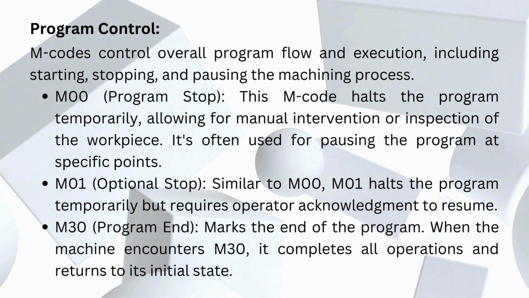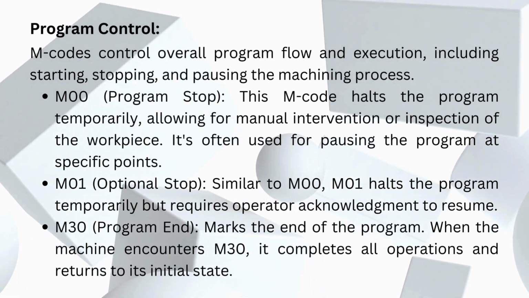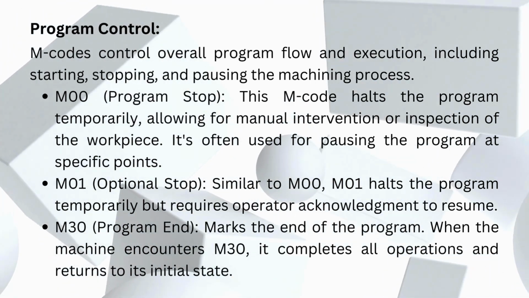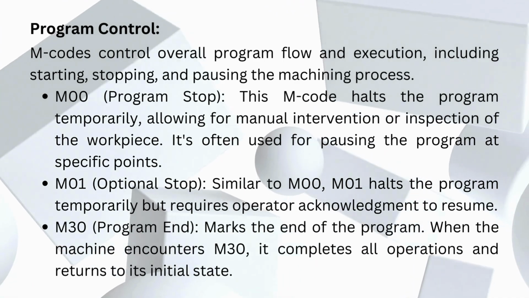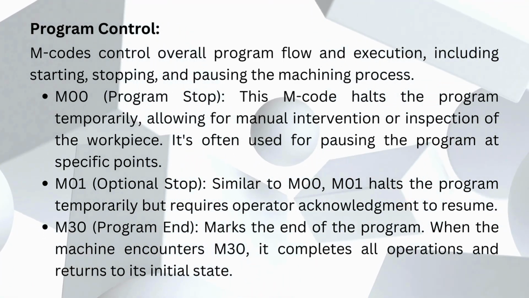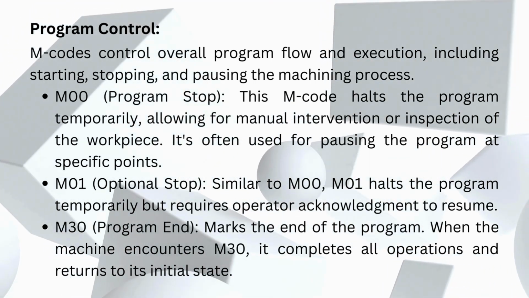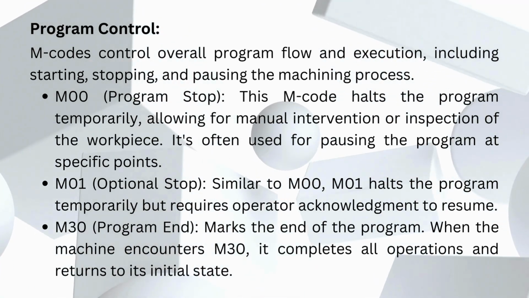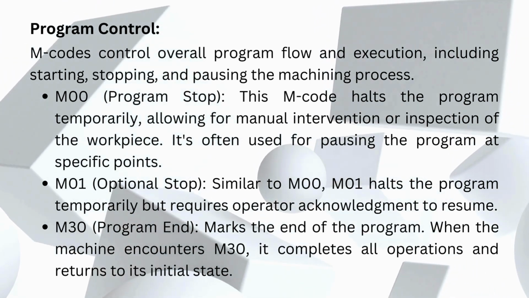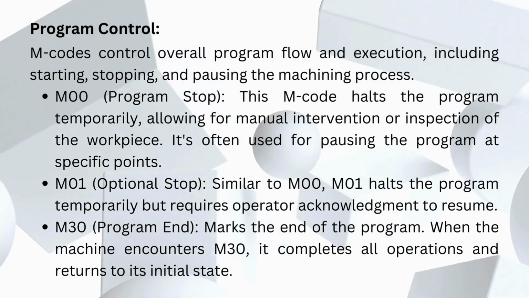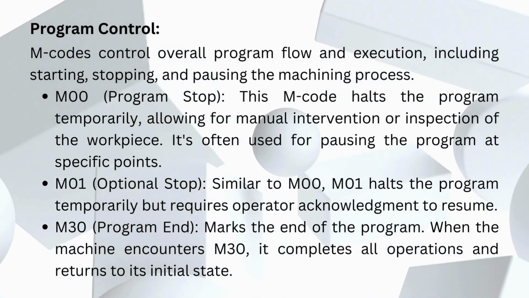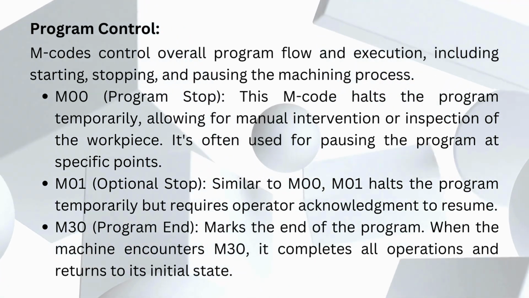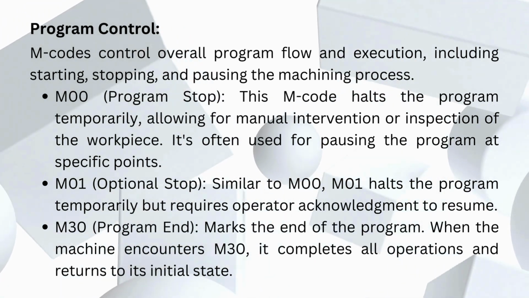Program control. M codes control overall program flow and execution, including starting, stopping, and pausing the machining process. M00, program stop. This M code halts the program temporarily, allowing for manual intervention or inspection of the workpiece. It's often used for pausing the program at specific points. M01, optional stop, similar to M00. M01 halts the program temporarily but requires operator acknowledgement to resume. M30, program end, marks the end of the program. When the machine encounters M30, it completes all operations and returns to its initial state.